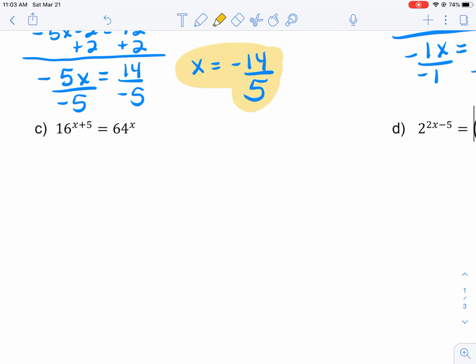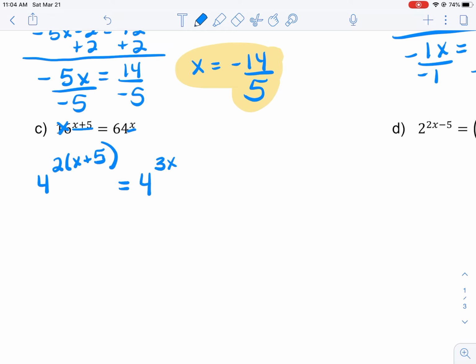All right, next one. 16 to the x plus 5 equals 64 to the x. Hopefully you'll recognize that you can write 16 and 64 with a base of 4. So 16 can be replaced with 4 squared. I need to multiply my new exponent 2 by the x plus 5 that's already there. And then 64 can be replaced with 4 to the third. And then I multiply my new exponent 3 with the x that was already there.